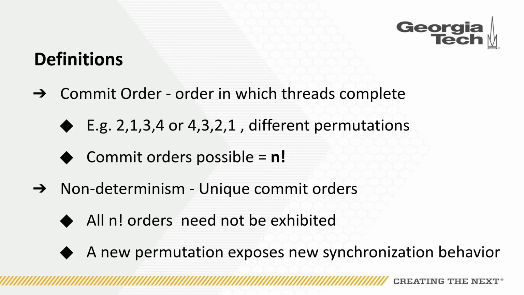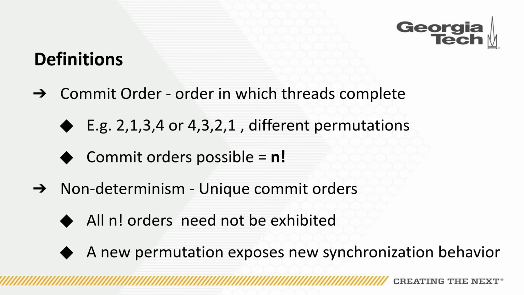To develop the non-determinism model, we define some new terms. First, commit order is the order in which the threads complete a code section or reach a barrier. For example, in the case of 4 threads, 2134 is a commit order in which thread 2 commits at position 0, thread 1 commits at position 1, 3 commits at position 2, and 4 commits at position 3. Similarly, 4321 is another commit order. Totally, such n factorial commit orders are possible.